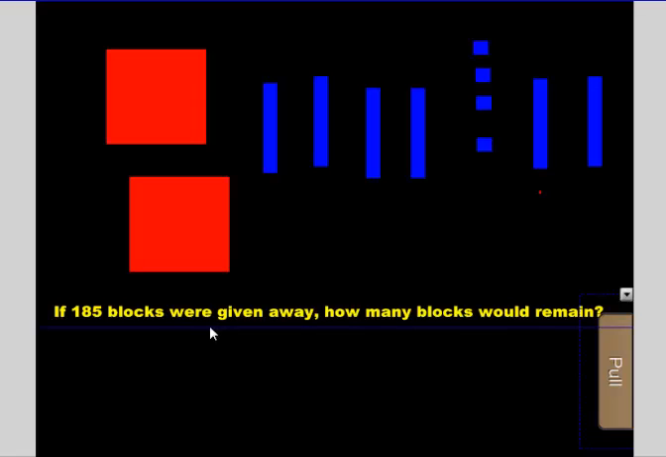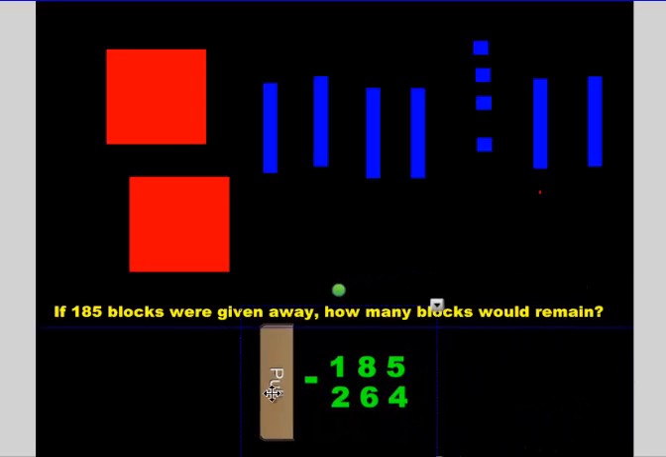If 185 blocks were given away, how many blocks would remain? Okay, let's do it this way. We have 2 flats, that's 200. We have 6 rods, that's 60. And we have 4 units. Okay, what do we do here? Well, it's telling us to give away. Give away means take away. How many are we giving away? We're giving away 185.